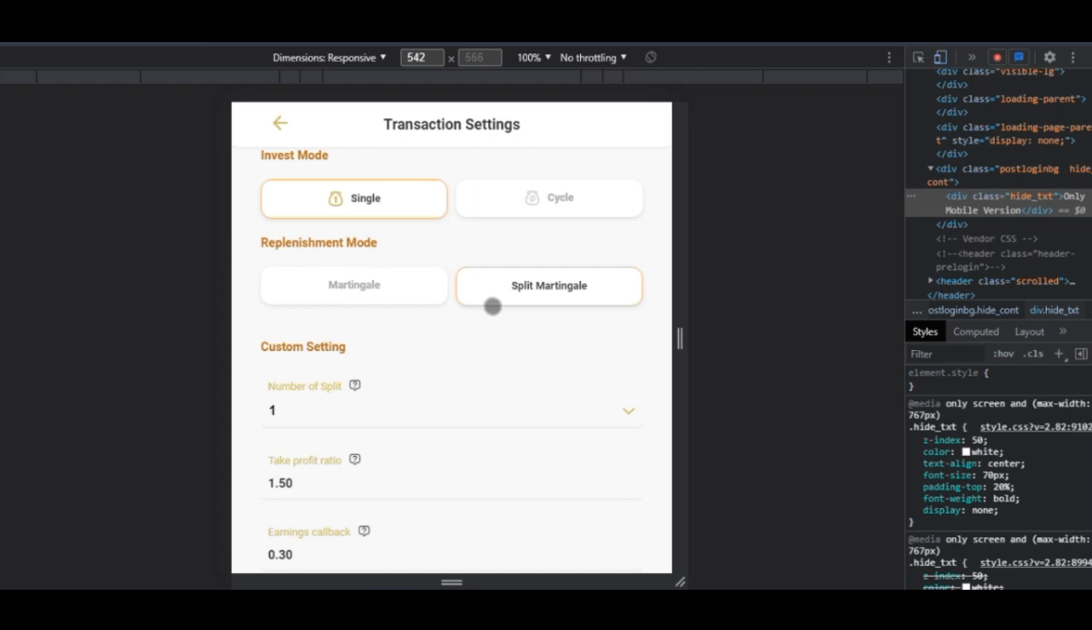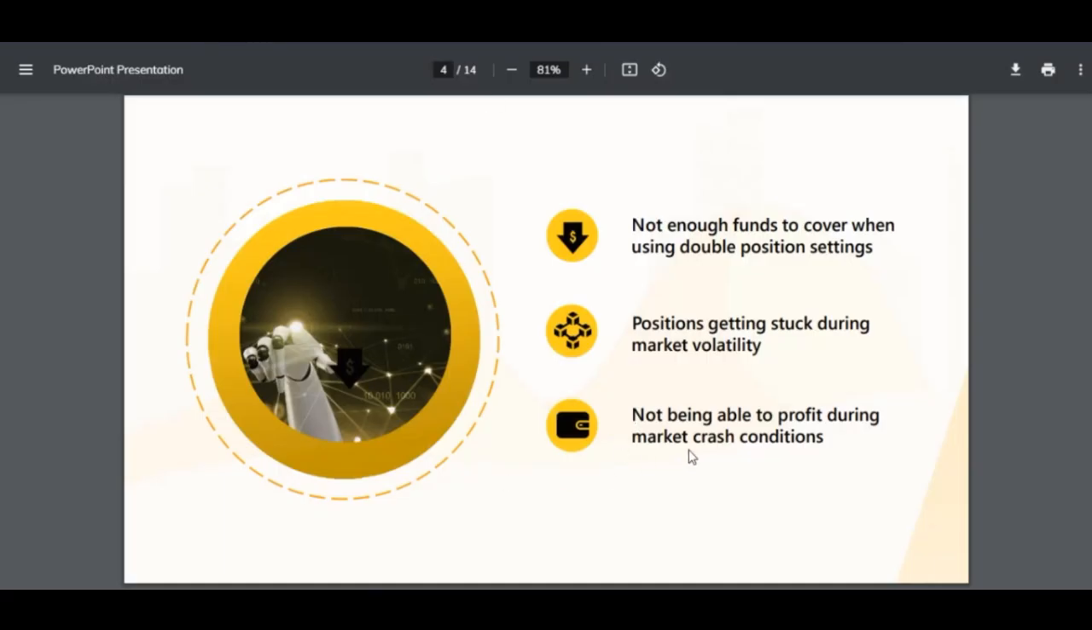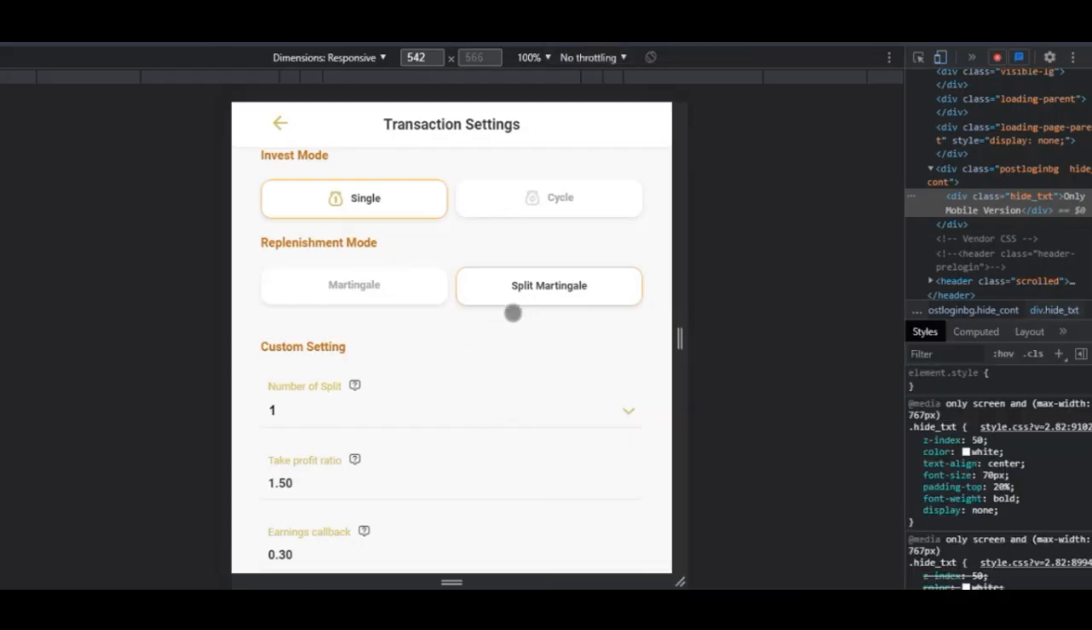Now what I will advise going forward, if you are using this bot, is to just continue to use the split Martingale strategy, because it takes care of this issue: when the market crashes, even when you are in the deep, you are still making profit. That is exactly what the split strategy helps you do, and I will explain that in detail.